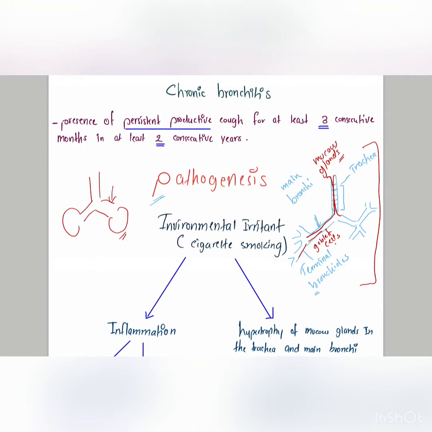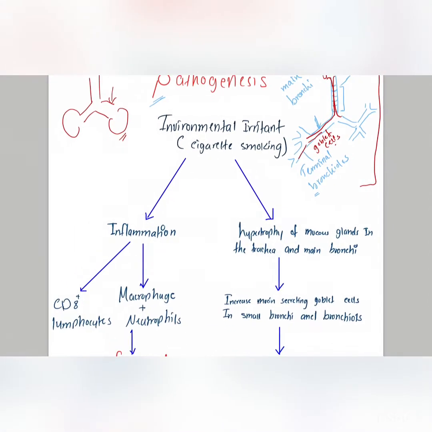The main or distinct pathological feature in chronic bronchitis is hypertrophy of mucus glands present in the trachea and main bronchi. That means the submucosal glands will increase in size. Triggered by what? Triggered by environmental irritants, mainly cigarette smoking. Cigarette smoking is the most important risk factor or trigger for chronic bronchitis.